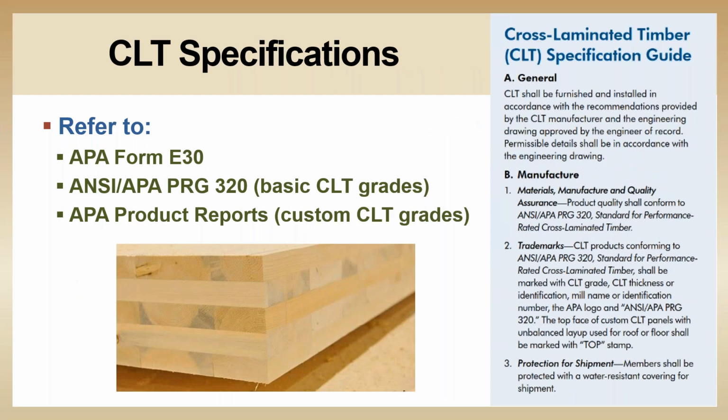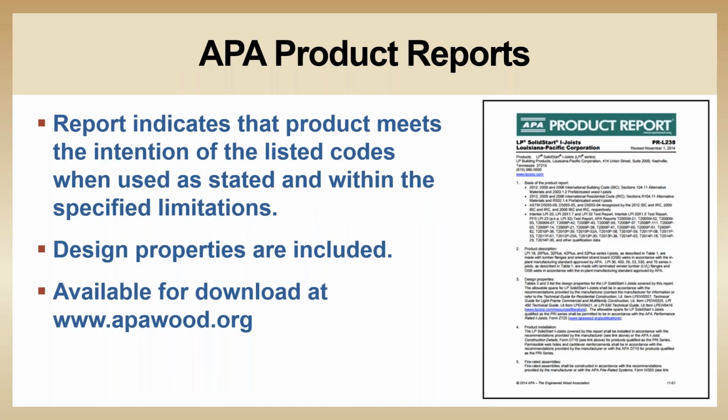So finally, we'll move into mass timber and cross-laminated timber, to be specific. There are basic grades covered by the ANSI APA PRG 320 and custom grades provided by APA product reports. The example shown on the right comes from our Form E30. For more specification information, here's a picture of an example of an APA product report.